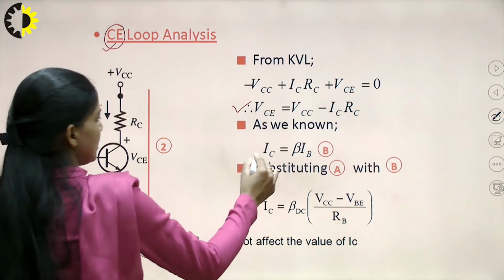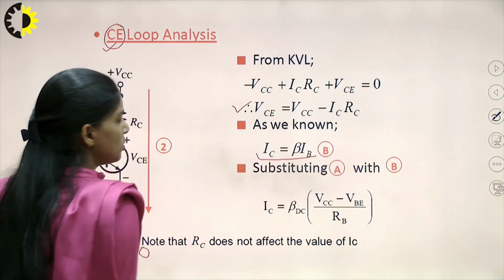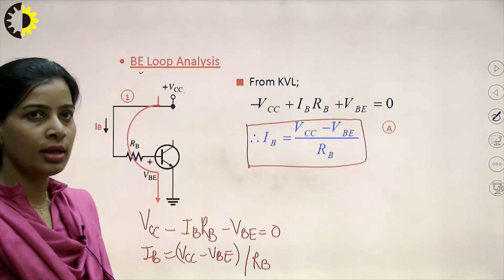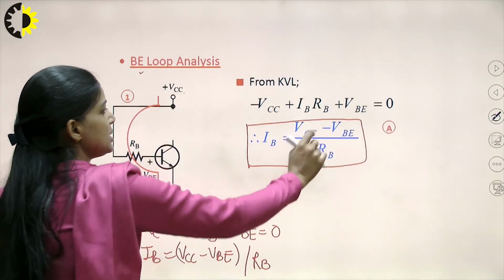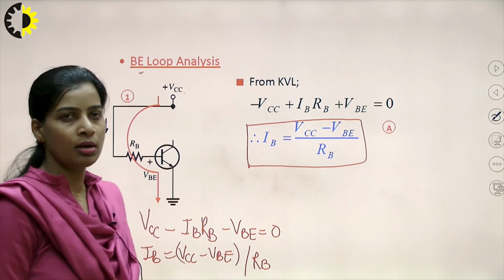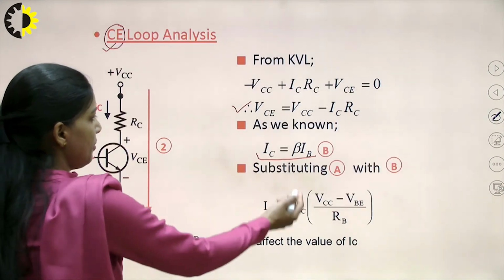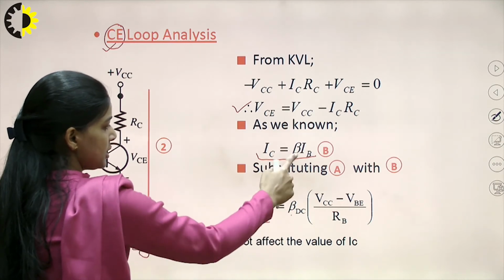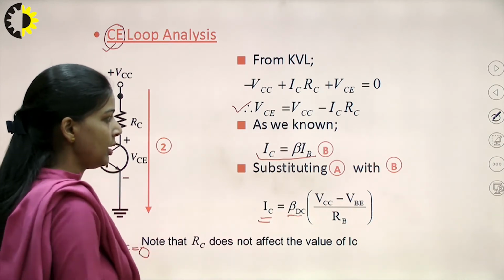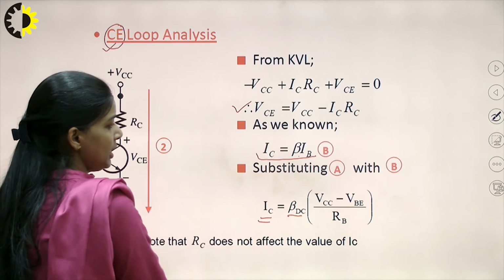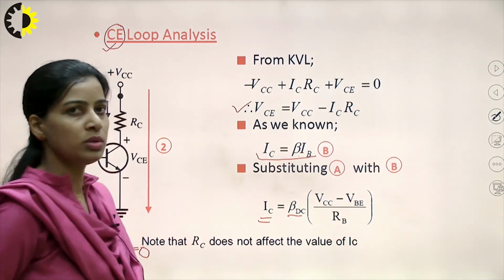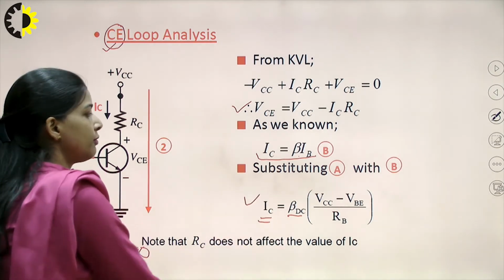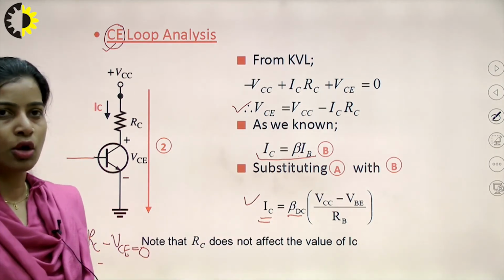This we have seen earlier that IC is equal to beta IB, and IB we have calculated as VCC minus VBE upon RB. So, putting the same here, we can write IC as beta DC, and in place of IB it is VCC minus VBE upon RB. So, this is the value of current for the fixed bias configuration.